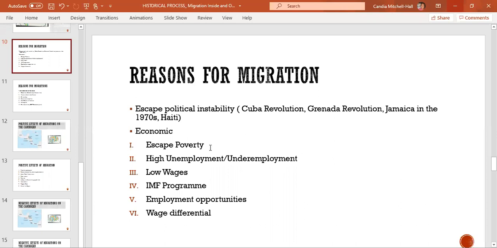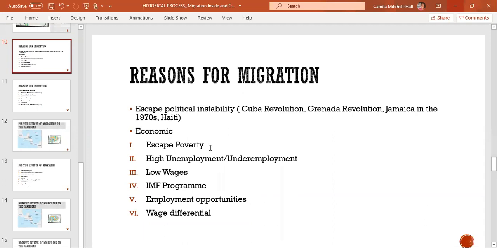Opportunity. Another reason is high unemployment. There's a lot of people who are searching for jobs and cannot find jobs, qualified people and people who are not qualified. You just simply cannot find jobs. Underemployment, meaning that you're well qualified, but the job that you're doing is way below your qualification.